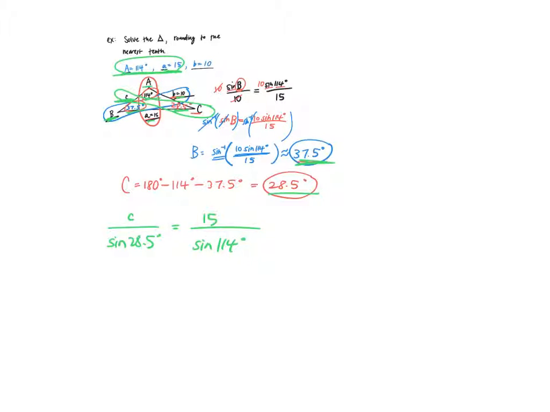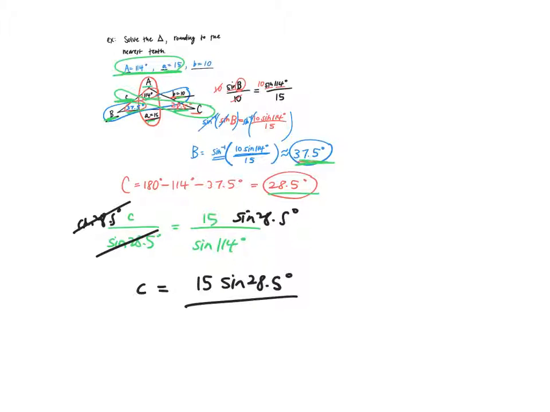Remember, there are two versions of the law of sines that you can use. You want to use whatever you're looking for on the top. In this case, side length C was what I was looking for because I want to isolate that. So if I want to get C by itself, I'm going to multiply by sine of 28.5 degrees on both sides, and these cancel out. Side length C is equal to 15 sine of 28.5 degrees over sine of 114 degrees. Again, put all of this into your calculator, and that will give you about 7.8.